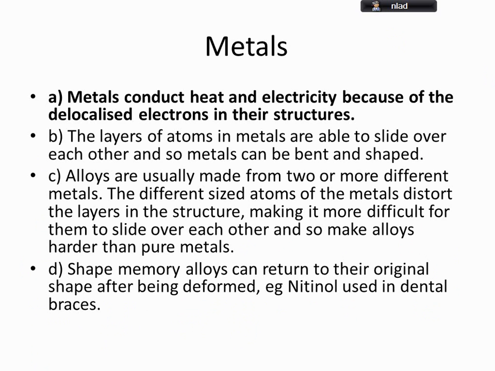So metals conduct heat and electricity because of the fact they have delocalized electrons. Again, that's a higher tier point. Remember, the layers of the atoms in a metal are able to slide over each other. That was mentioned in that first video. So this means that metals are malleable. They can be bent and shaped.